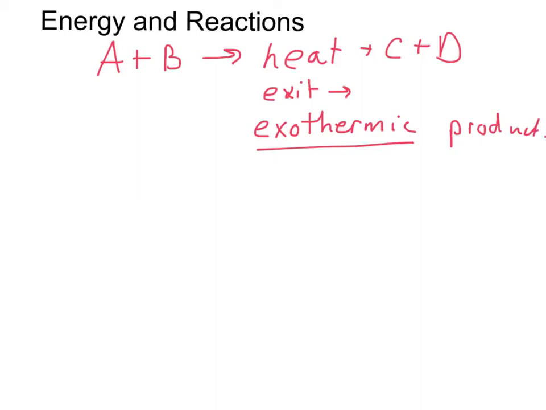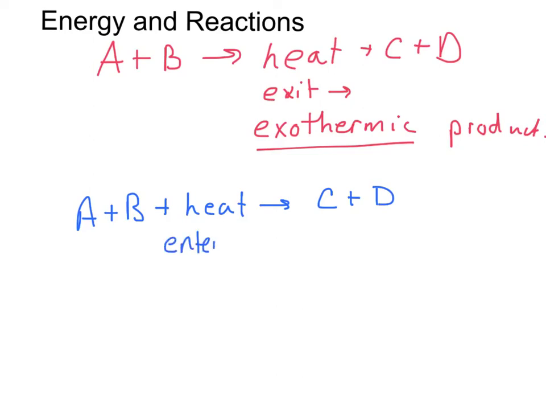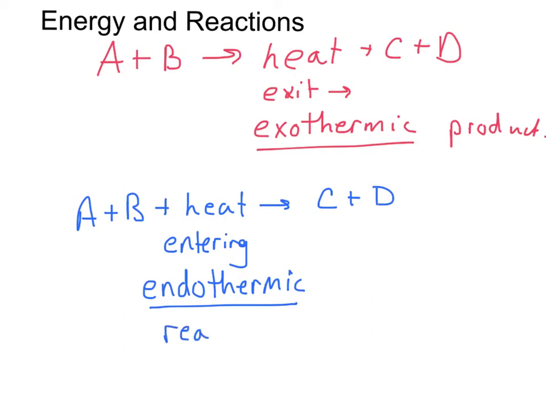Now if heat is on the reactant side, if I have A plus B plus heat to make the reaction work to get C plus D, so I've got to heat it up or warm it up, then heat is entering the system, and because it's entering, it's endothermic, again heat, entering the system, and that is on the reactant side.